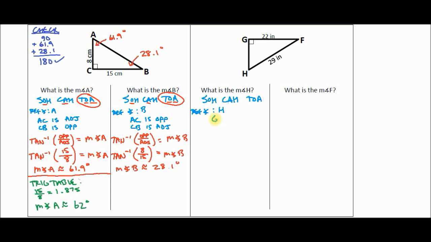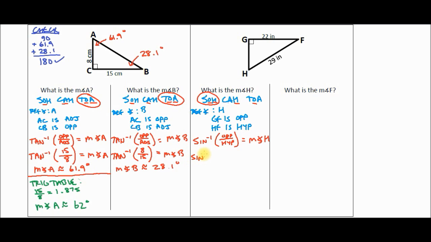We know that GF, compared to angle H, is opposite. The other side we know is HF. That is our hypotenuse. So we know opposite and hypotenuse. I will underline opposite and hypotenuse, we're going to use sine. So here's our equation. Inverse sine of opposite over hypotenuse is equal to the measure of angle H.